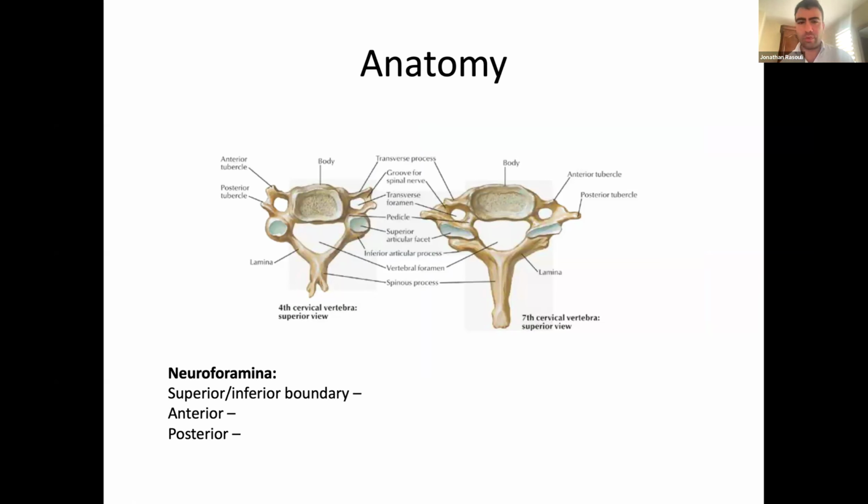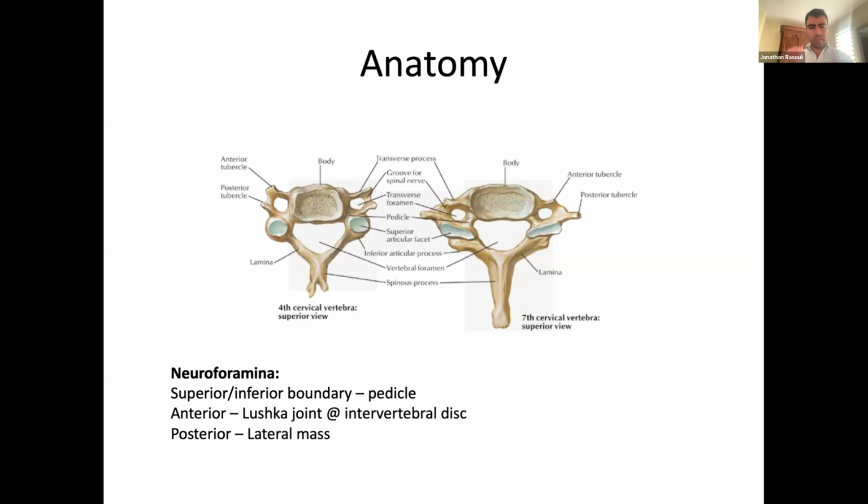So it took me a while to really understand where things were and where we were, using the curettes and things like that. It made much more sense once I learned this. So the neuroforamen, right? The superior and inferior boundaries are the pedicles. So above and below the neuroforamen is the pedicle, right? You kind of don't want to get into that. Not much you can really do with that. So anterior and posterior to the neuroforamen is what you can actually deal with.